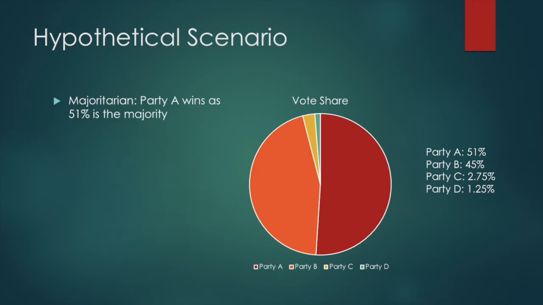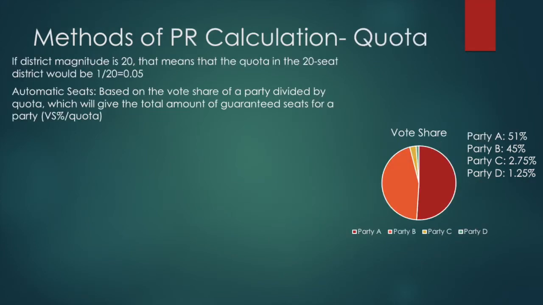So let's first take a look at the majoritarian electoral system. Party A wins as 51% is the majority, meaning that the party wins the most votes. It's quite simple. Proportional representation is a lot more complex, with two methods of calculation, quota and divisors. We'll first take a look at quota.